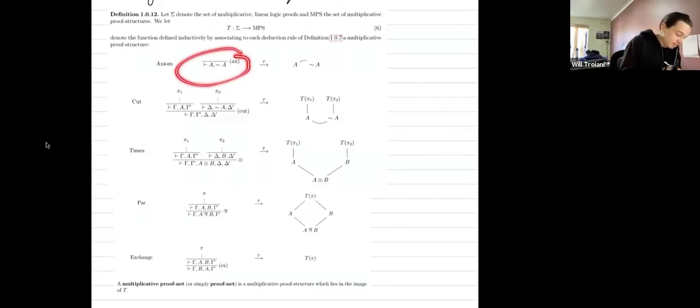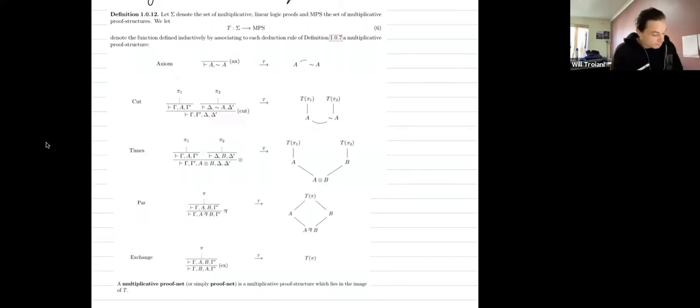Just to remind yourself, you've got these axiom rules, and then you've got cut, which of course is where both systems of logic get their means for computation. Both systems admit cut admissibility, and then we've got times and par and exchange, which doesn't appear in the image of proof nets. So proof structures don't have any exchange explicitly written out inside them.